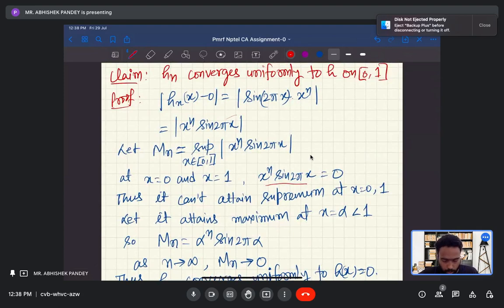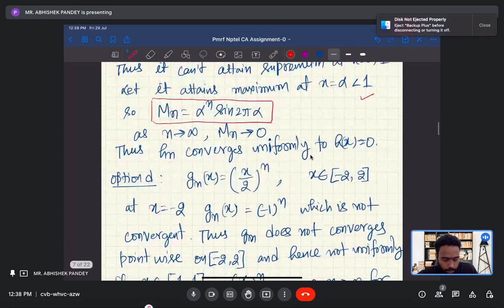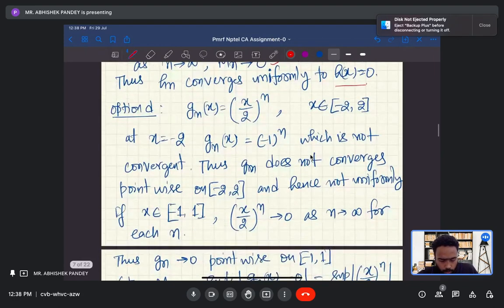At x equals 0 and x equals 1, this is basically 0. Thus it cannot attain the supremum at x equals 0 and 1. Let it attain the maximum at x equals alpha. So Mn will be alpha to the power n times sin(2π alpha). As n goes to infinity, Mn goes to 0. Thus hn converges uniformly to h(x) equals 0. Fine. Now let's look at the fourth option.